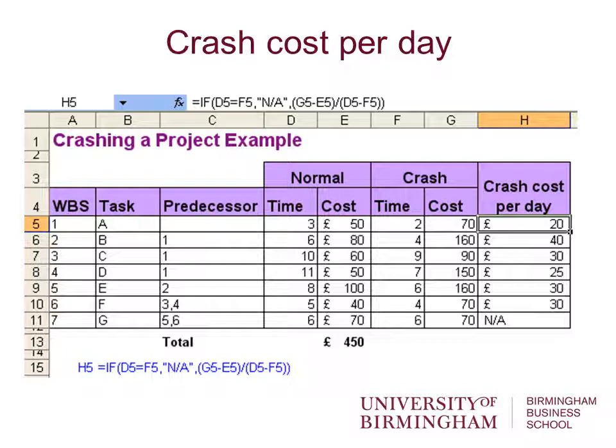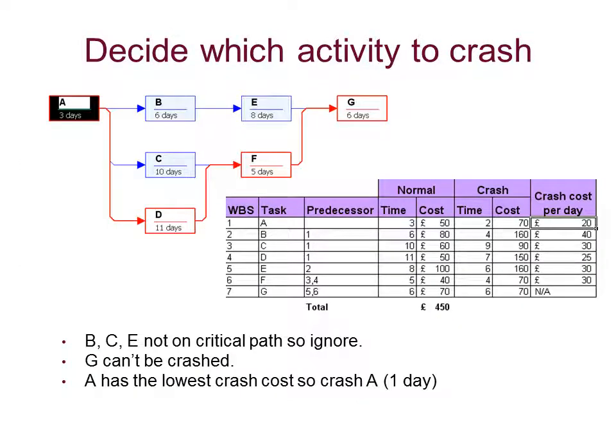Where there's a greater opportunity to crash an activity, we can work out the crash cost per day using the formula I showed you earlier. So we can see that activity A has a crash cost of £20 a day, activity B £40 a day, activity C £30 a day, and so forth. So we ignore initially B, C and D, those aren't on the critical path. G, if you look at the bottom, can't be crashed. Normal time is 6 days, crash time is also 6 days.